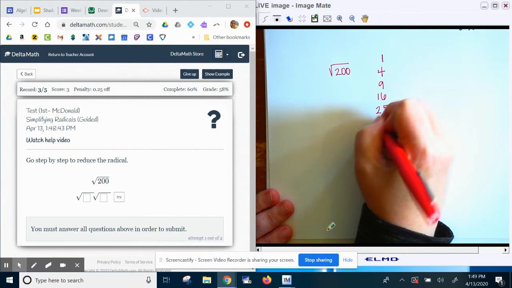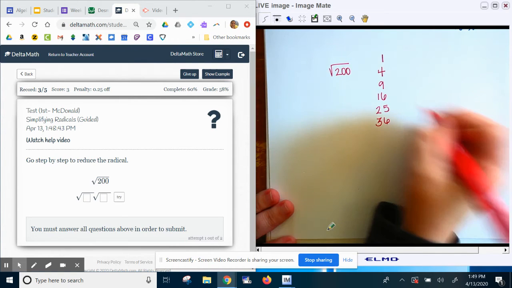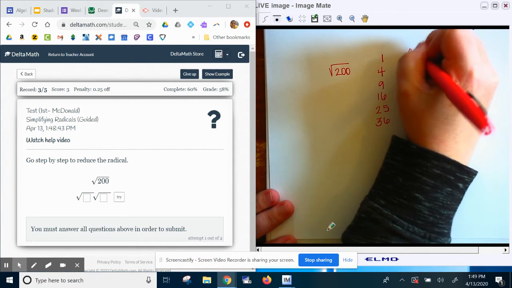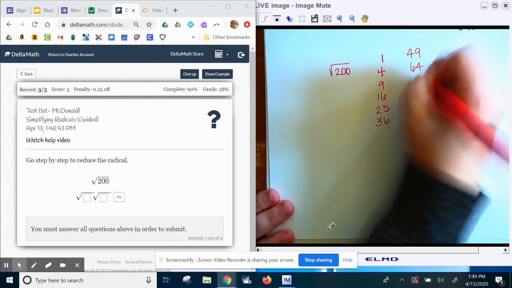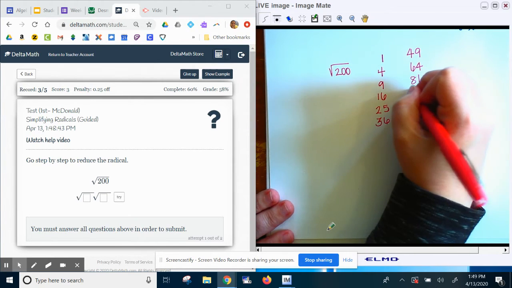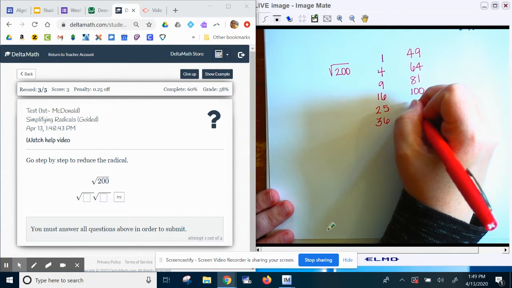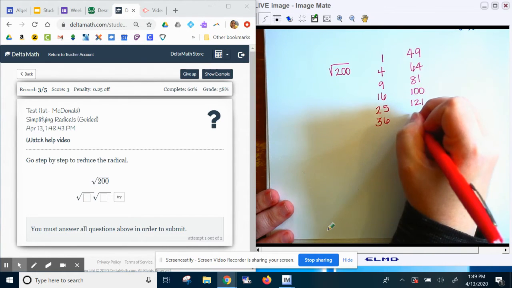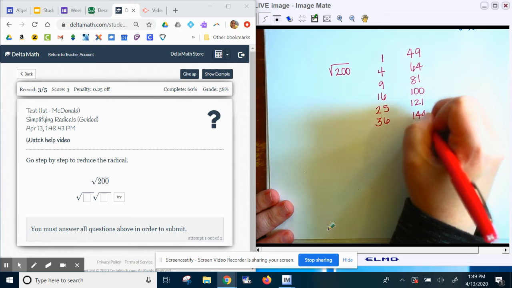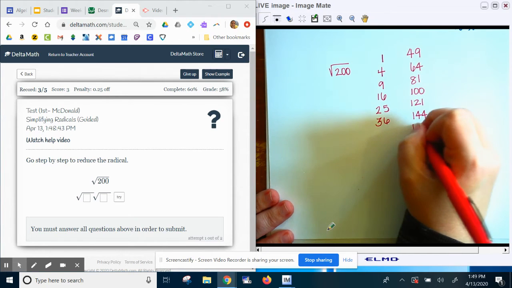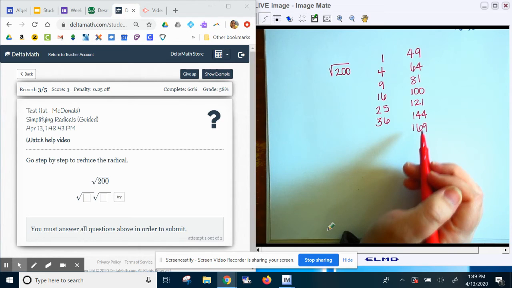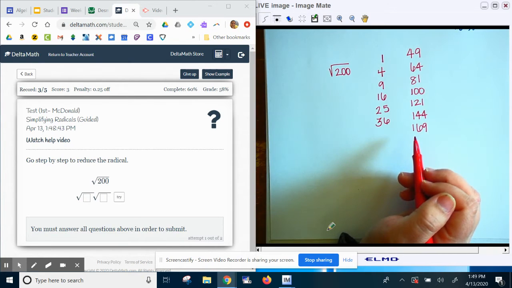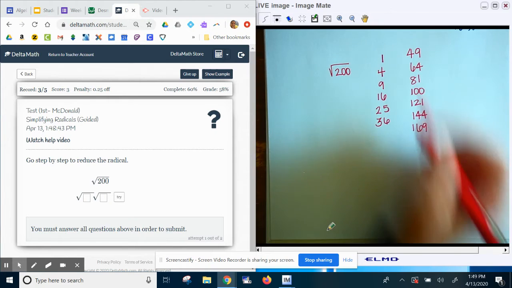25, 6 squared is 36, okay, 7 squared is 49, 8 squared is 64, 9 squared is 81, 10 squared is 100, 11 squared is 121, 12 squared is 144, and 13 squared is 169. Now here's the deal. This isn't bigger yet, so we could keep going to make sure that we have the best, but generally, these ones are all you really need.